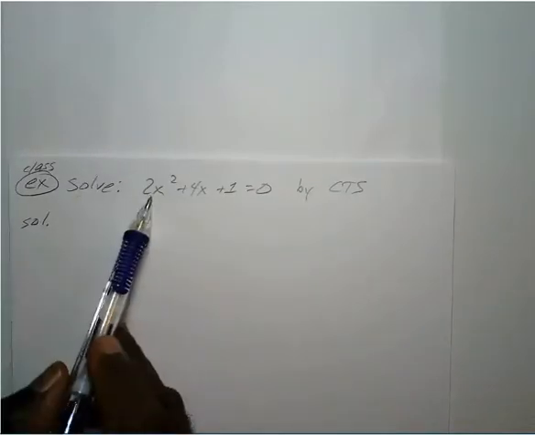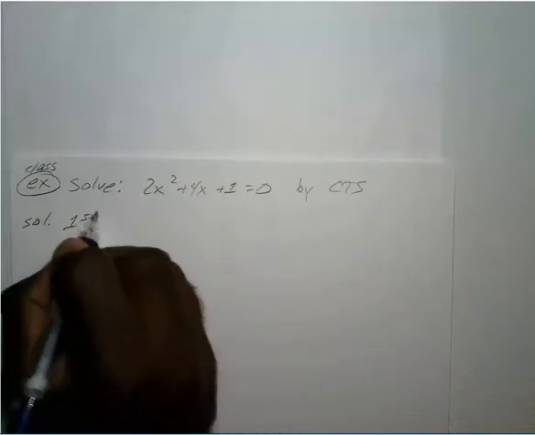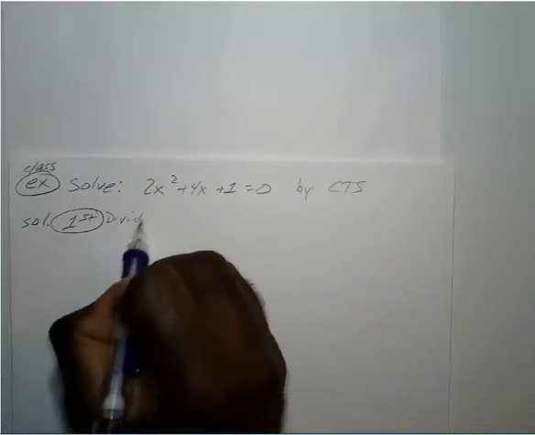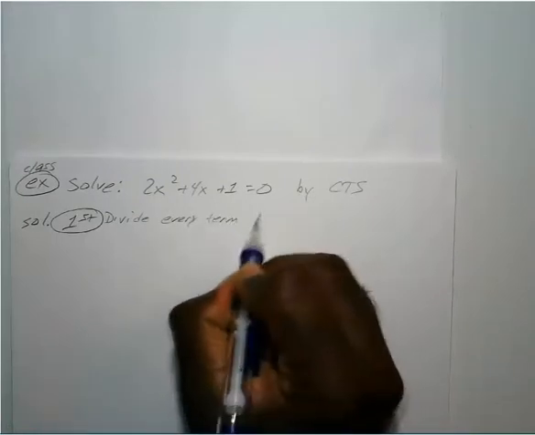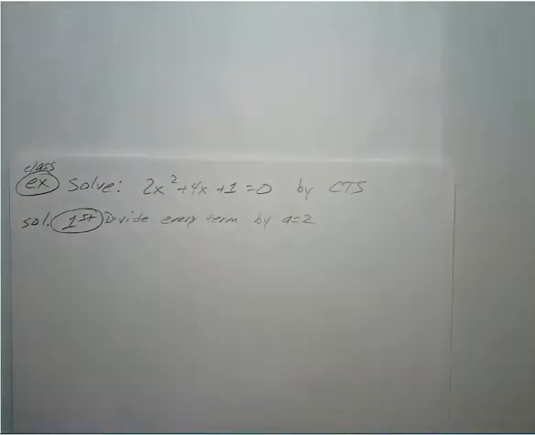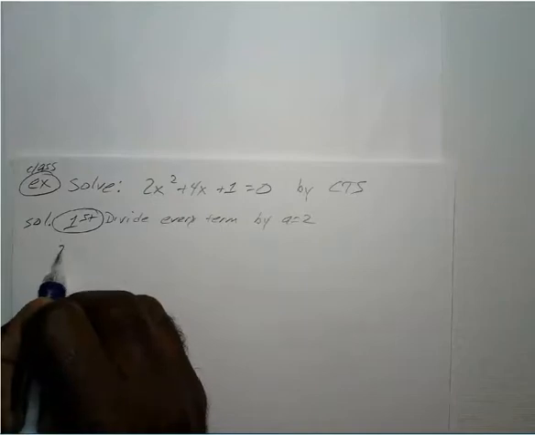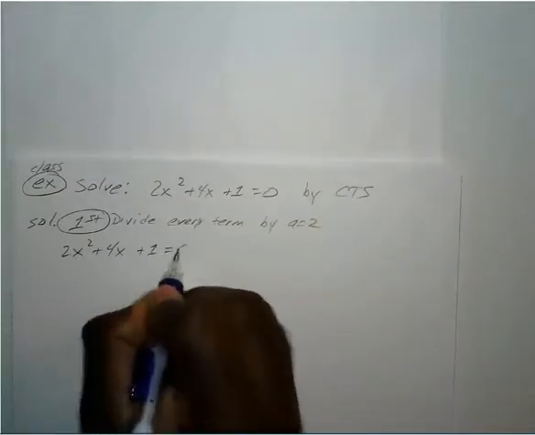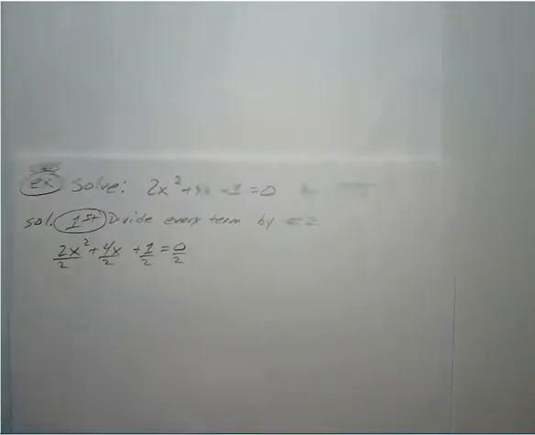Alright, so again, because we have a value in front of our x squared, we do not skip the first step, but we divide every term by that a value. Divide every term by a equals 2. Okay, so your 2x squared plus 4x plus 1 equals 0. We divide everything by 2.